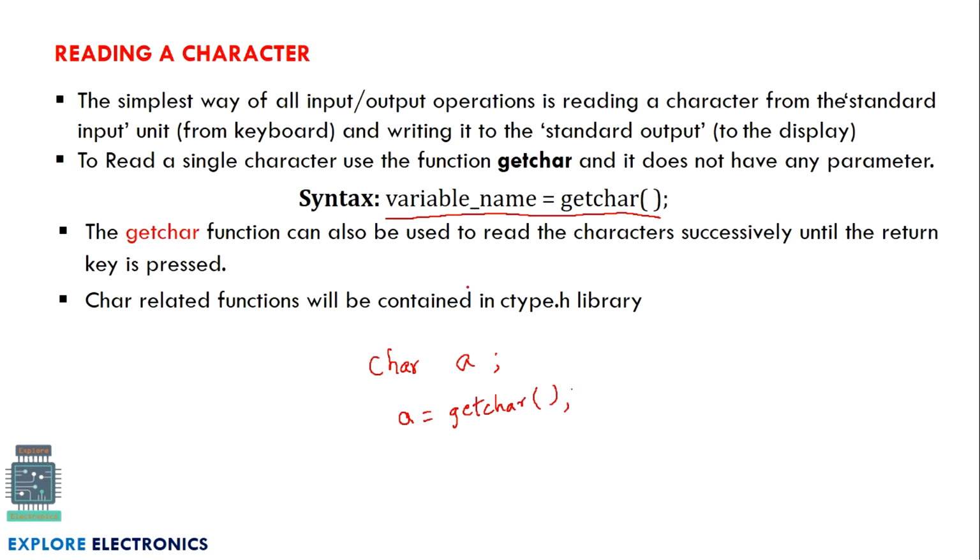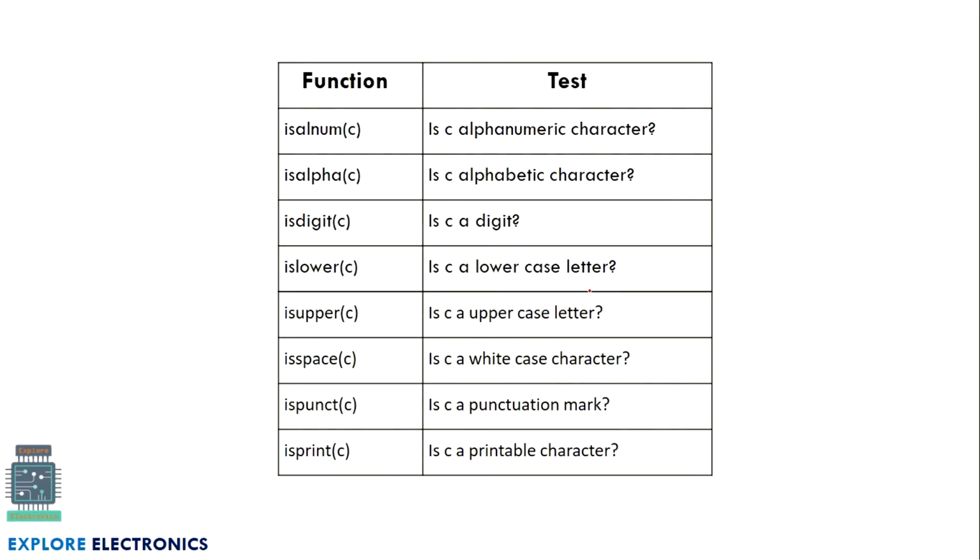And if you observe here, all character related functions are contained in a library called ctype.h, similar to our stdio.h, in which we have all the standard input-output operations. For all character related functions, we have a library called ctype.h. Now let us see what are all the character functions we have. This function is isalnum of c, which means it is checking if this variable c is an alphanumeric character. Similarly, to check if it is an alphabetic character, we can use isalpha of c. The c is what we are checking.